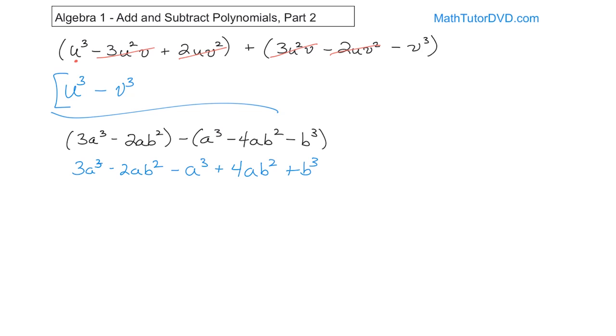Okay, so we have 3a cubed. Do we have any other a cubes? We have an a cubed right here. So we have 3 minus 1 is going to give you 2a cubed. And we'll put a little dot here to signify that we've looked at those things.